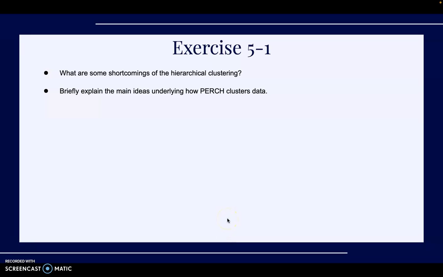So, for the first part of exercise 5, we are asked to explain some of the shortcomings of hierarchical clustering and explain the main ideas underlying how the Perch system clusters data.